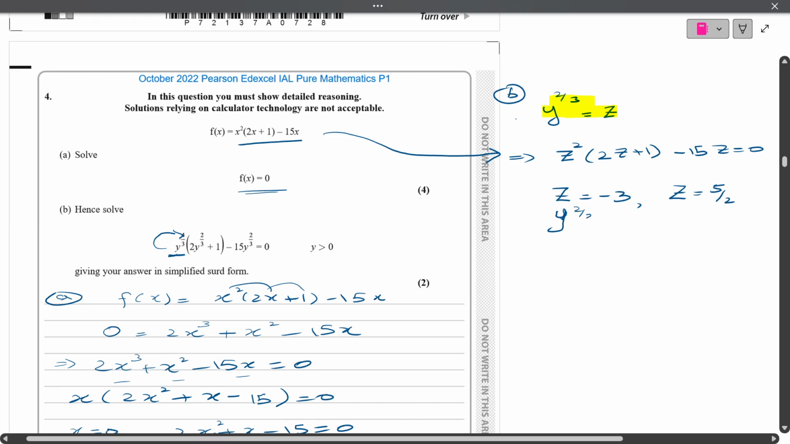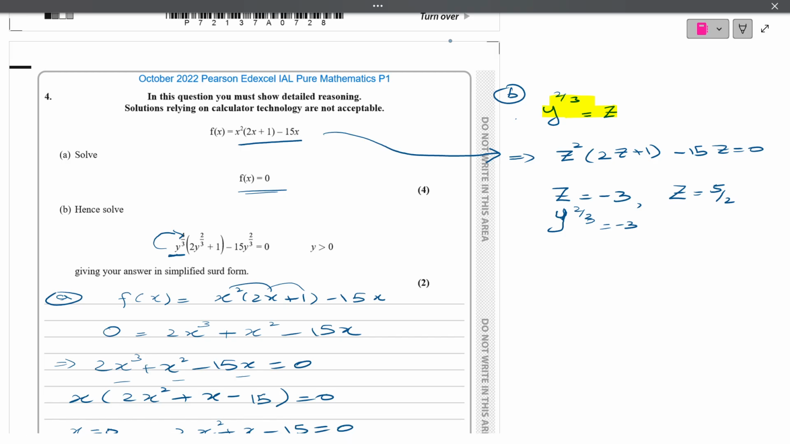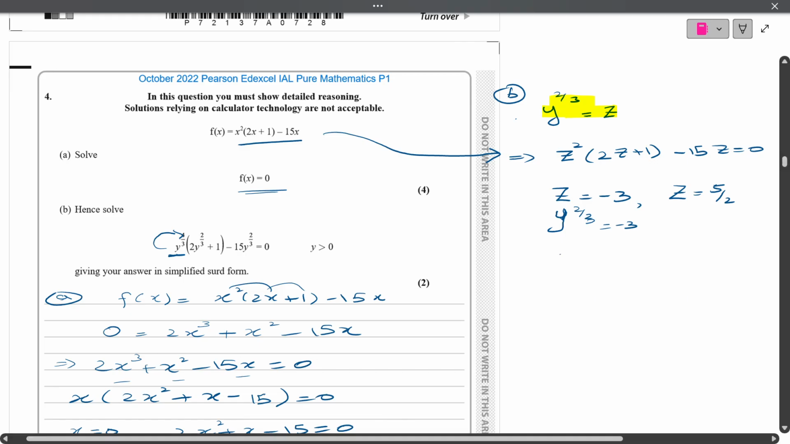So y raised to power 2/3 equals negative 3. Let's find y. Because the power is 2/3, I will take the inverse, which is 3/2. So this would be negative 3 raised to power 3/2, which involves a square root of a negative, and that is not possible. So we just ignore or reject this value of y.